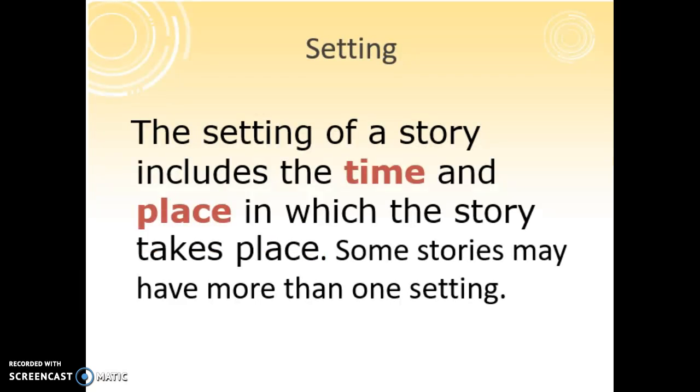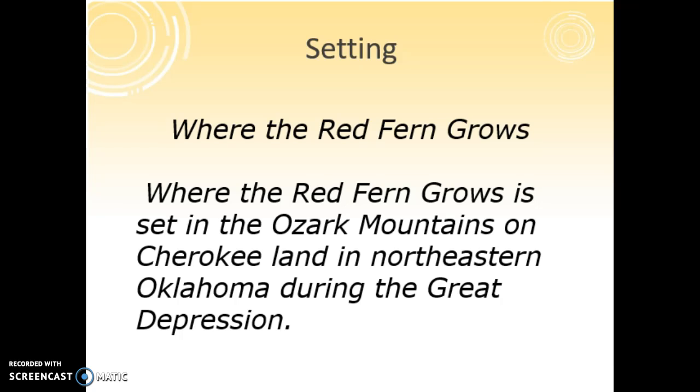In every story, you also have a setting. You have the time and place that a story takes place, and it's often described in the introduction of the story. So the setting in Where the Red Fern Grows is set in the Ozark Mountains on Cherokee land in northeastern Oklahoma during the Great Depression. So the Ozark Mountains, you have the place, and during the Great Depression, you have the time period.